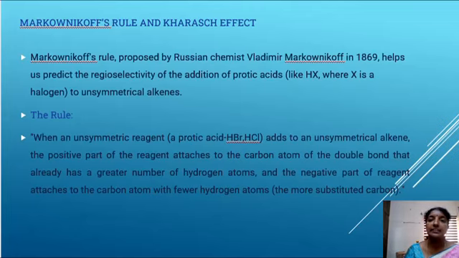How can we state this Markownikoff rule? Markownikoff rule states that when an unsymmetrical reagent, that is a protic acid, adds to an unsymmetrical alkene, the positive part of the reagent goes to the carbon atom of the double bond that contains the greater number of hydrogen atoms, and the negative part of the reagent goes to the carbon atom that contains fewer hydrogen atoms, that is the more substituted carbon.